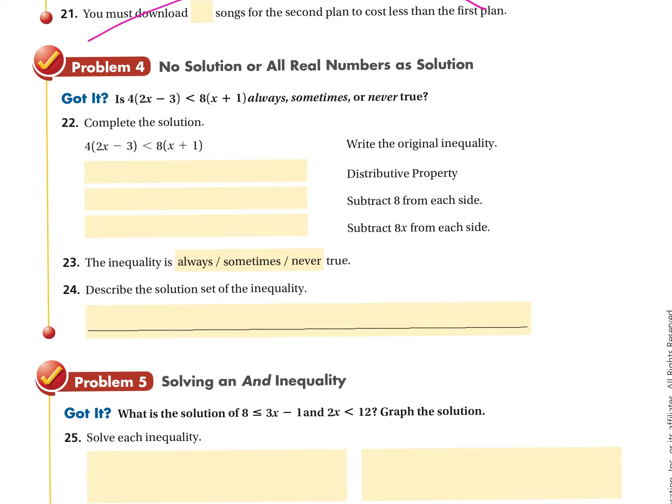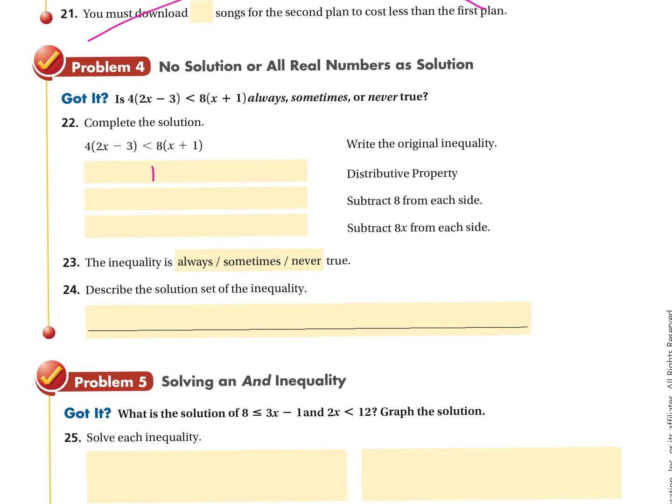So problem 4 is going to look at no solution and all real numbers, and we're going to look again, like we did yesterday, at always, sometimes, or never. So remember, if you get all real numbers as a solution, it's going to be always. If you get no solution, it'll be never true. And then sometimes, well, yesterday it was if you had like x equals 2. So today we're going to have to talk about this because maybe these have changed. So let's go ahead and solve this. You might want to pause the video and try solving this on your own and then restart the video and see how you did.